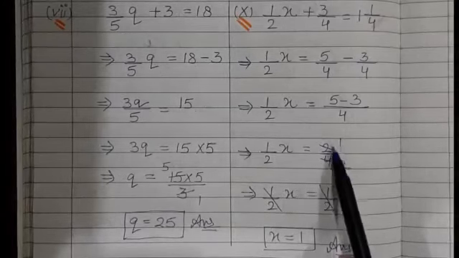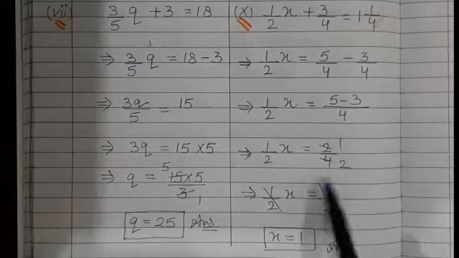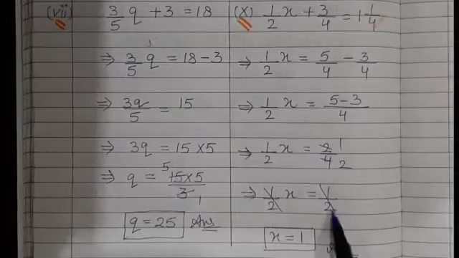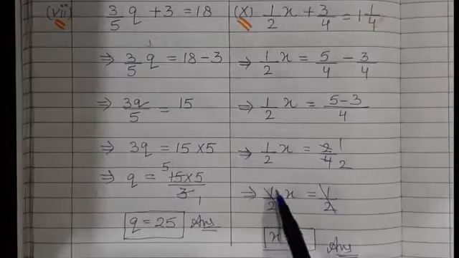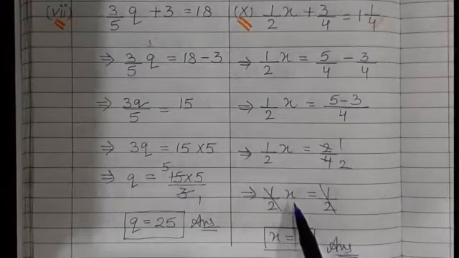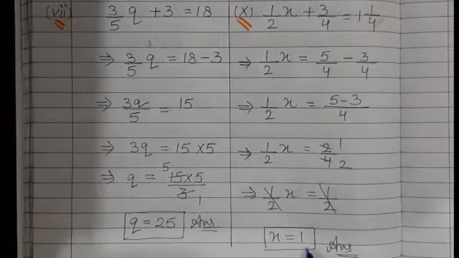Cancel out. 2 ones are 2, 2 twos are 4. 1 by 2x is equal to 1 by 2. Now we can cancel out 1 by 2 from both sides. So the value of x will be 1.